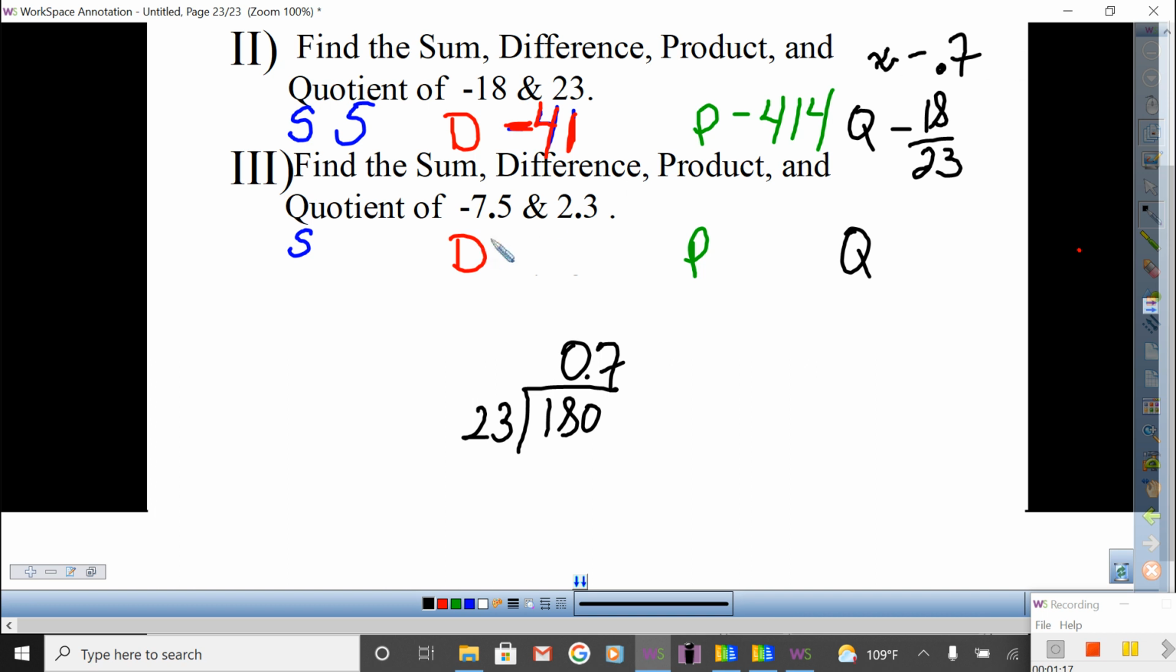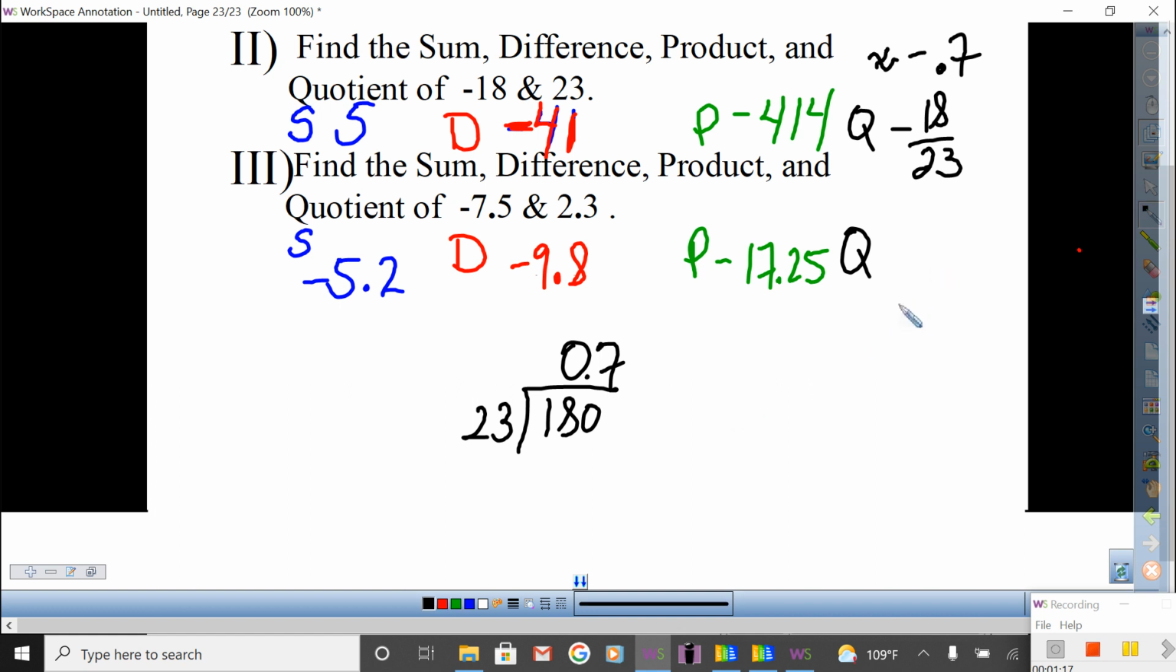All right, let's go to the sum for the second pair. Ali, what'd you get? For the sum? Negative 5.2, that is correct. How about the difference? Roxmelly, what'd you get? Negative 9.8, that is correct. Let's see, how about Stephen, product? Negative 17.25, that is correct. And the quotient?